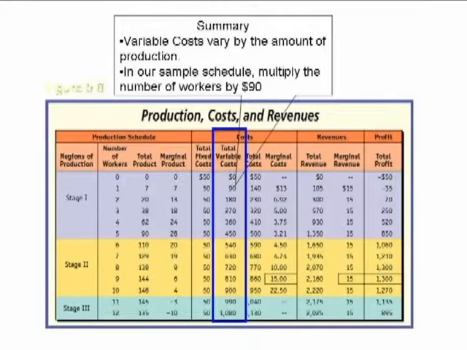And so to conclude, summarizing our variable costs for this schedule, variable costs vary by the amount of production, which in our case is the number of workers that we hire. And in our schedule, we are using a cost of $90 per worker.